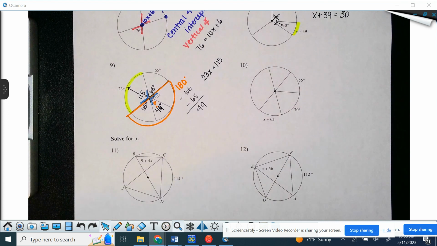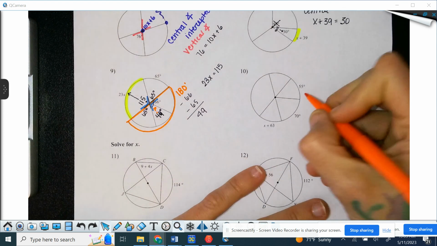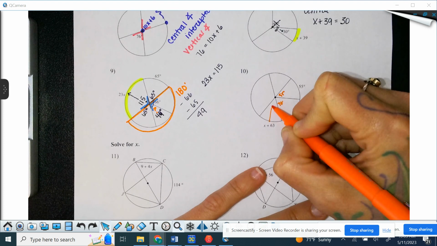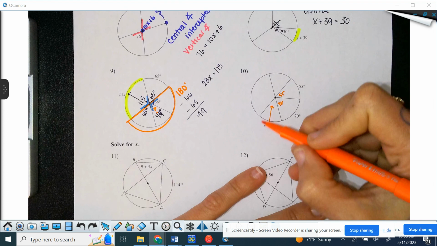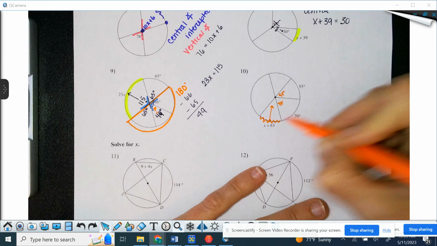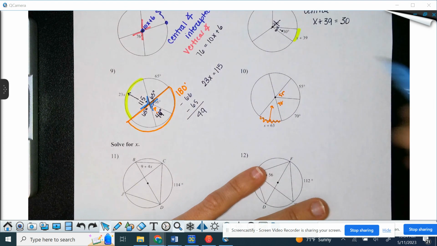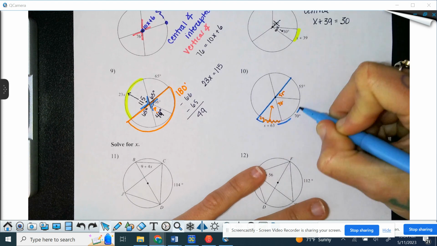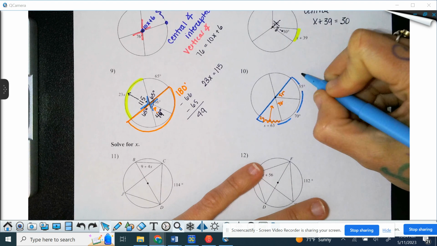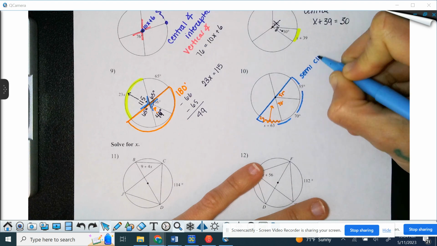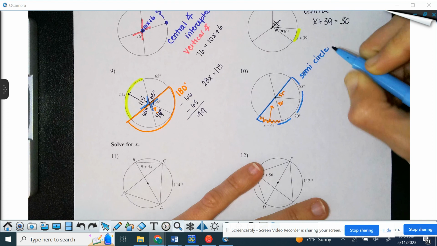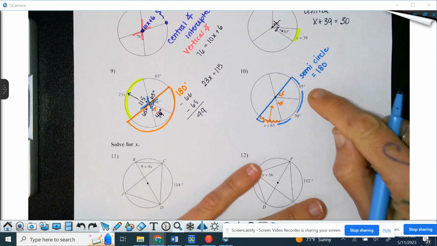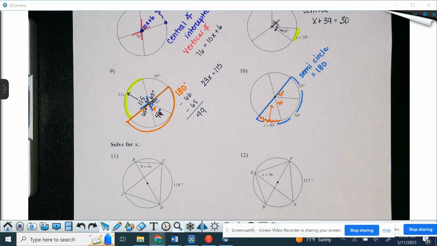So 55, we know this is 55. We know this is 70. We know this is x plus 63. But we are looking at this arc is what we need. Hopefully, we'll start to train ourselves to see that this is a semicircle, which is just half a circle. A full circle is 360, so that means it's going to be equal to 180. I used 55 and I used 70, so I'm going to add those together, and that's 125.